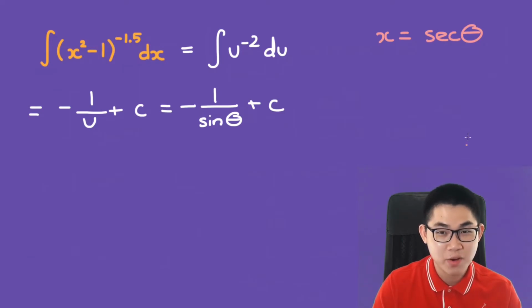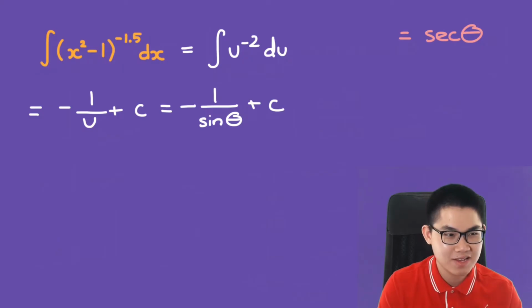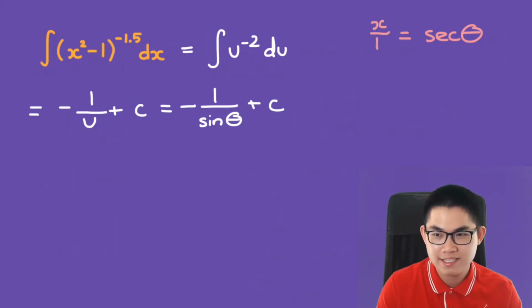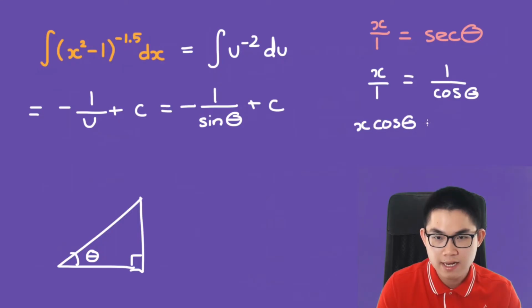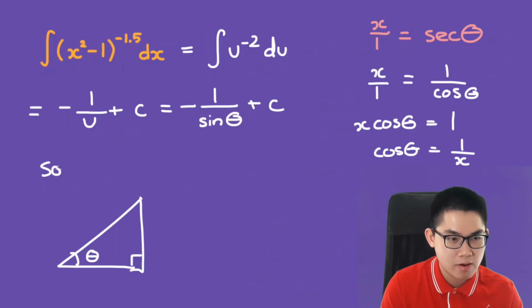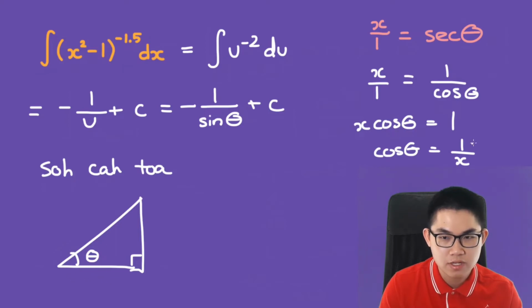At the very beginning, we let x equal secant. We can also say that secant is equal to x over 1. It's the same thing. So secant is basically 1 over cosine, and 1 over cosine is x over 1. So x cosine is 1, and cosine is 1 over x. Our SOHCAHTOA rule says that cosine is our adjacent side over hypotenuse. So the 1 will be the adjacent side, and the x will be the hypotenuse. We just need to find this side.